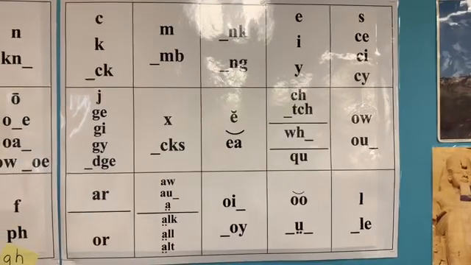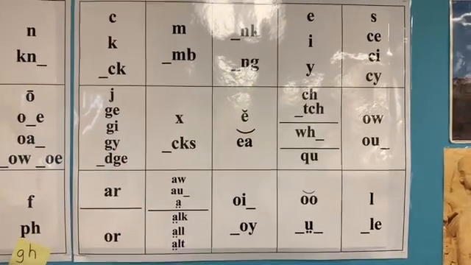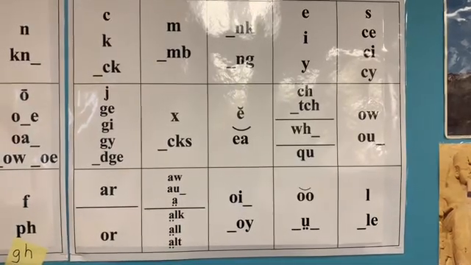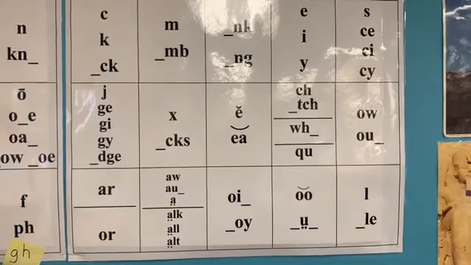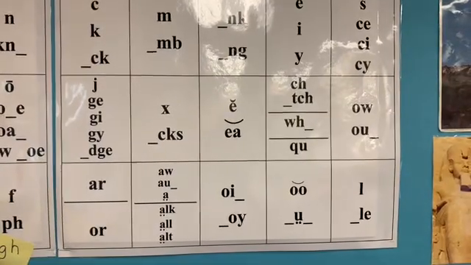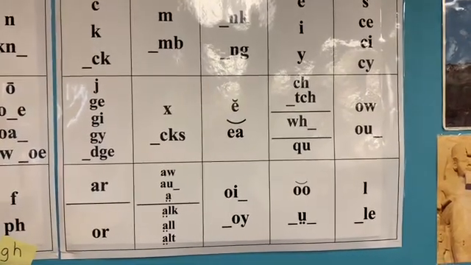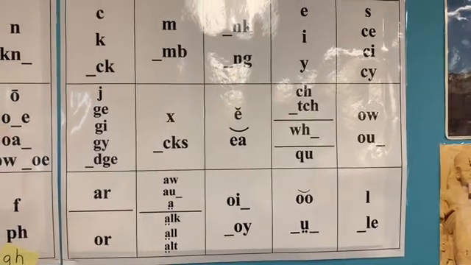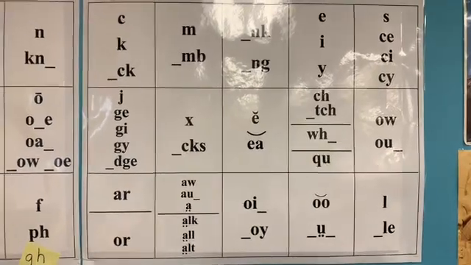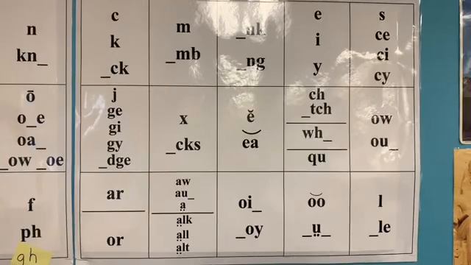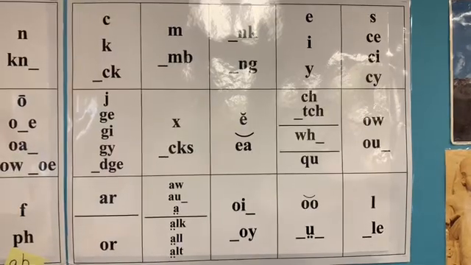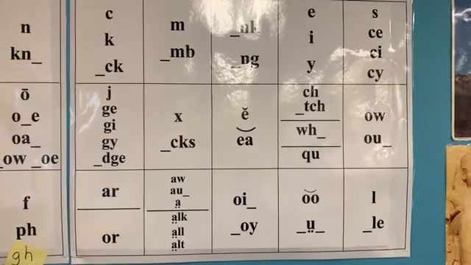Spellings, C-E, C-I, C-Y. Sound, J. Spellings, G-E, G-I, G-Y, blank D-G-E. Sound, X. Spellings, X, blank C-K-S. Sound, E. Spellings, E curve, E-A curve. Sound, Ch. Spellings, C-H, blank T-C-H. Sound, W. Spellings, W-H, blank. Sound, Qu. Spellings, Q-U. Sound, Ow.